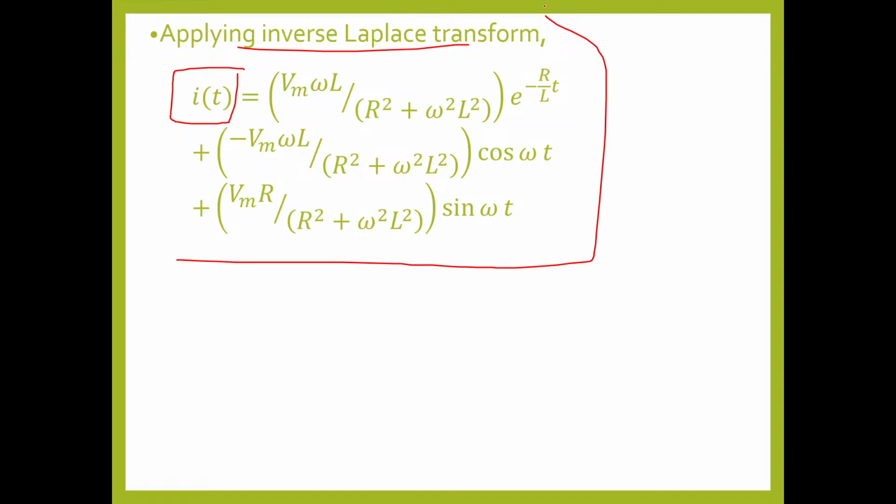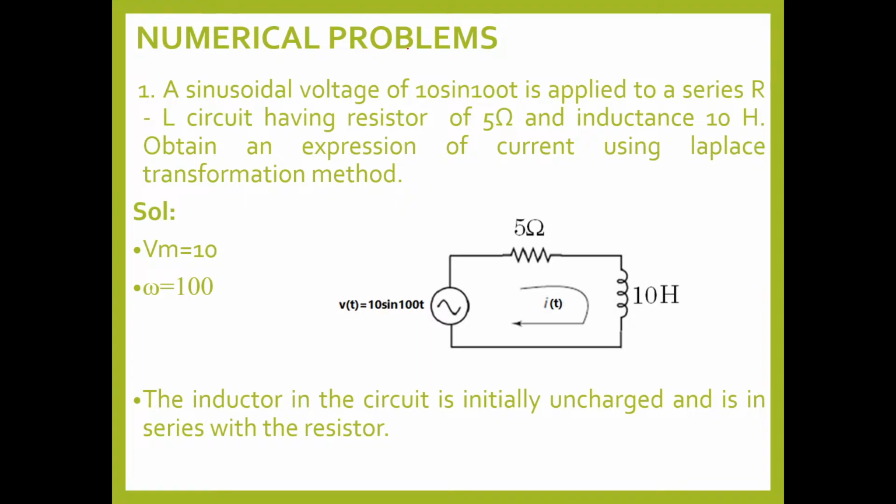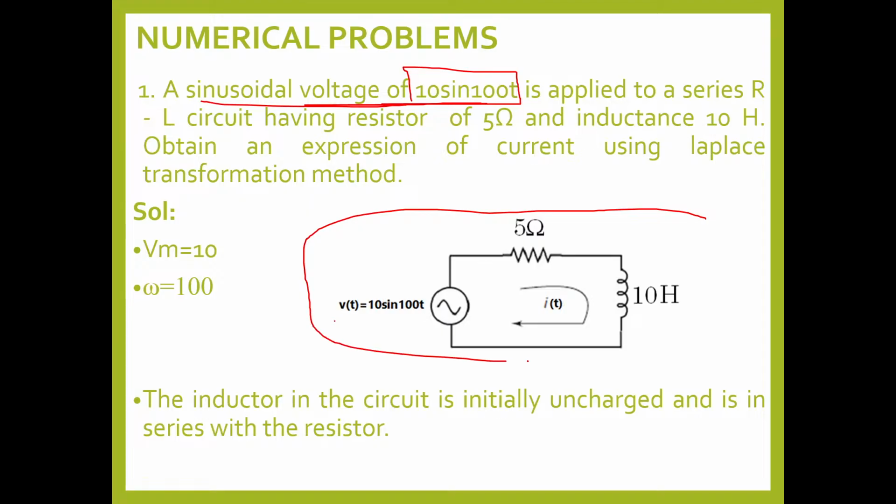Now let us see a numerical problem for RL circuit. A sinusoidal voltage of 10 sin 100 t is given. So V of t, they didn't give us the circuit diagram. I have drawn this circuit on my own based on the question. Sometimes they will give us the circuit diagram in the exam, sometimes they won't. If the circuit diagram is not given in the question, then you have to draw it on your own by reading the question.